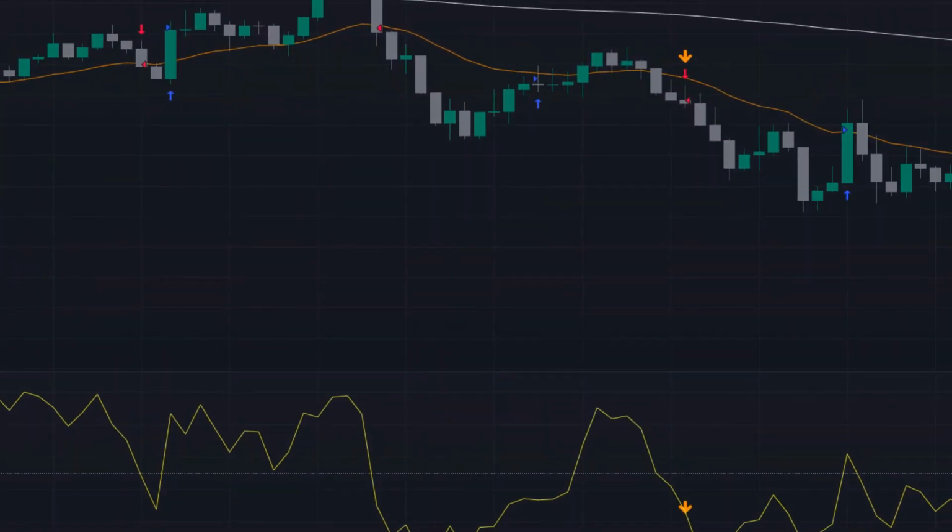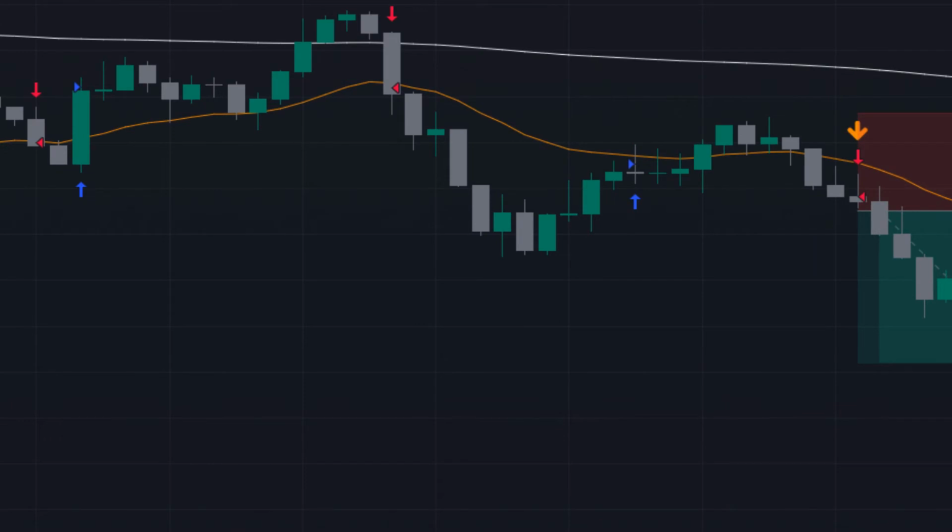So here we have one more short example. Outside the shaded area, price under the 20 and 200 EMAs, Williams under the 50 line, and a PSAR short signal. We enter here, placing our stop above the last swing high, targeting 2-to-1.